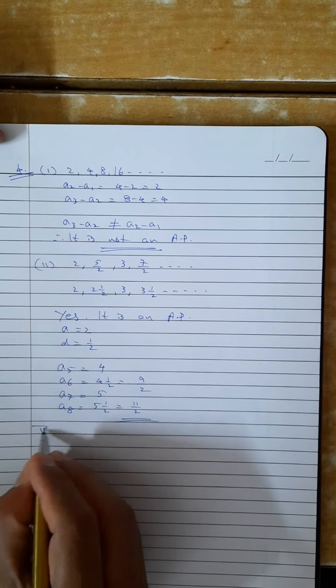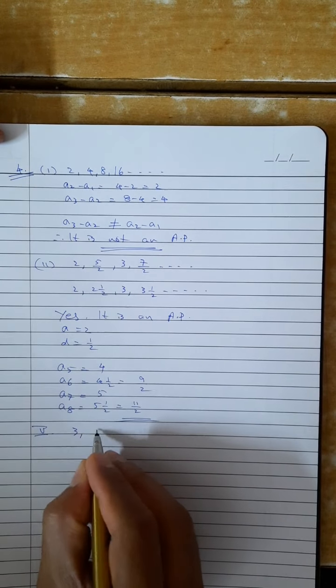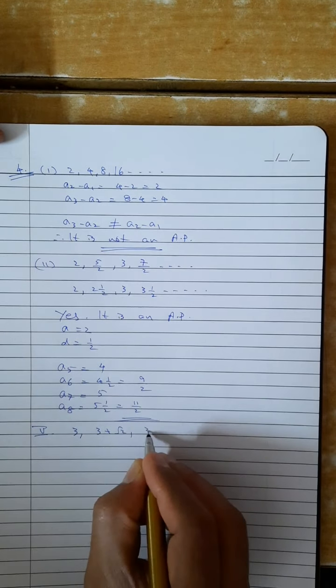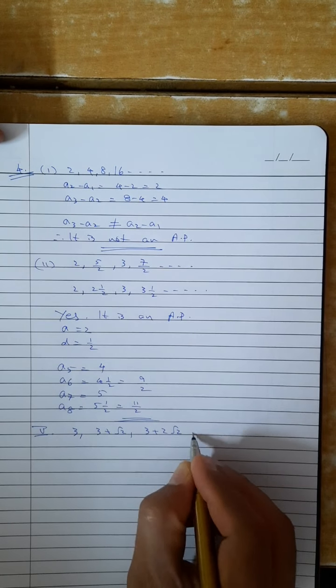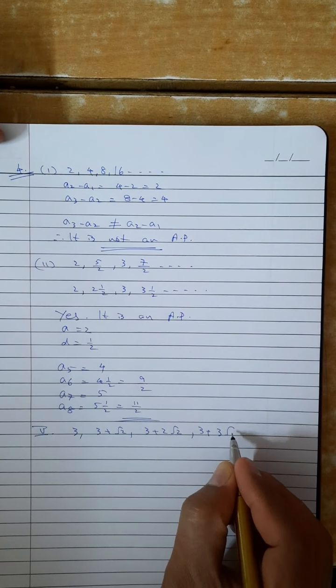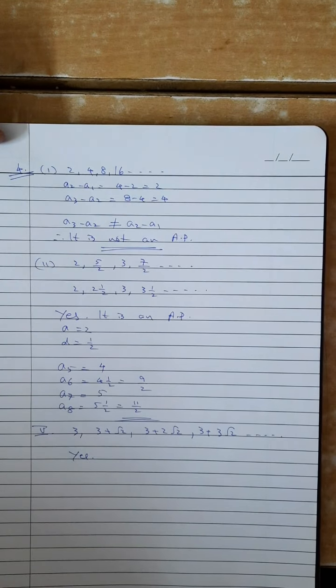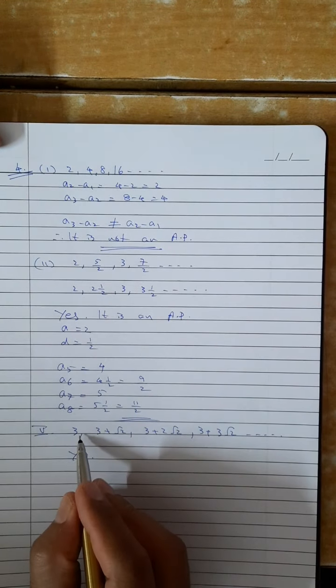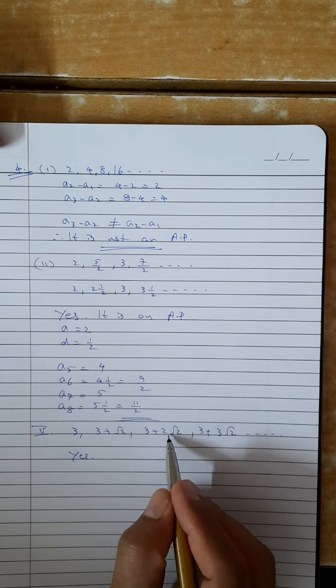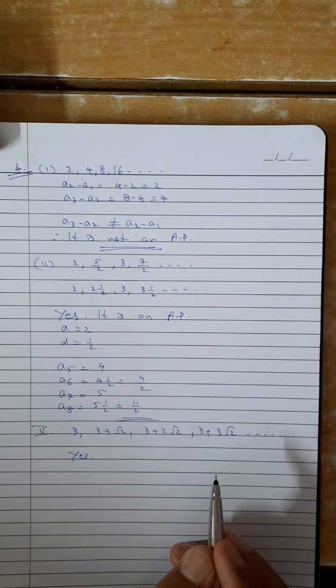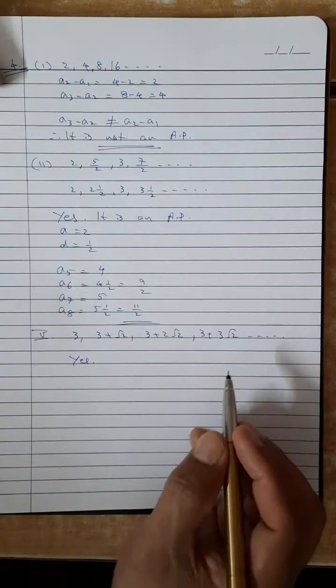Question number 5. 3 plus root 2, 3 plus 2 root 2, 3 plus 3 root 2, etc. Yes or no? Yes, it is increasing by root 2. 1 more root 2 added, that means 2 root 2, 1 more root 2 added, 3 root 2, so it is AP. Next is going to be 3 plus 4 root 2, 3 plus 5 root 2, 3 plus 6 root 2, etc.